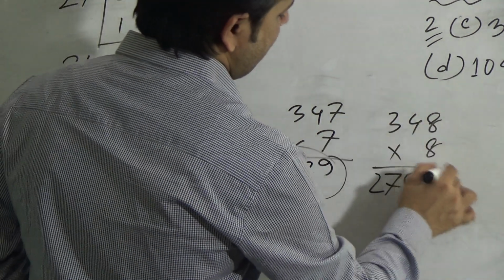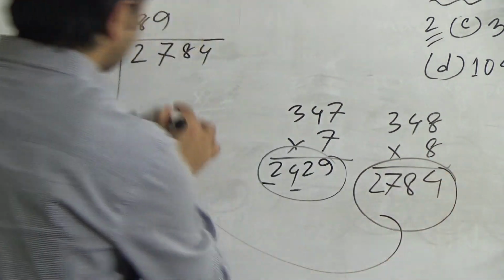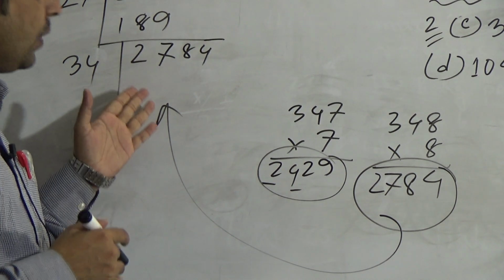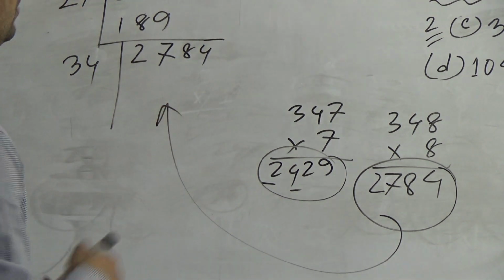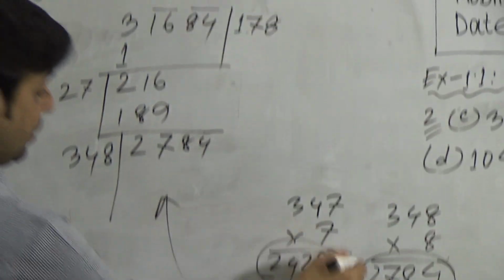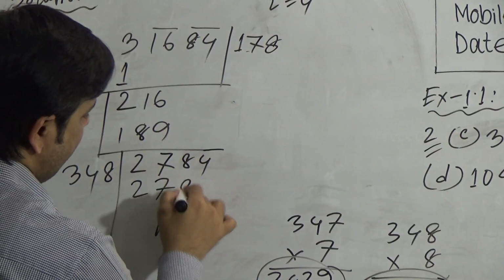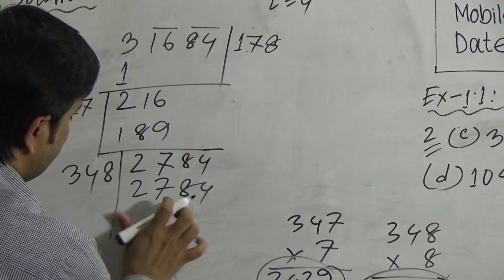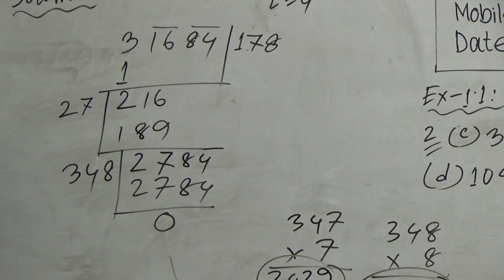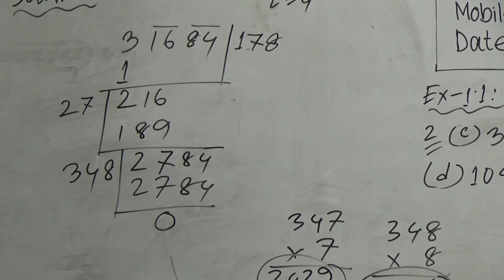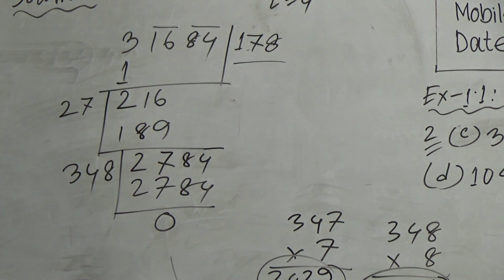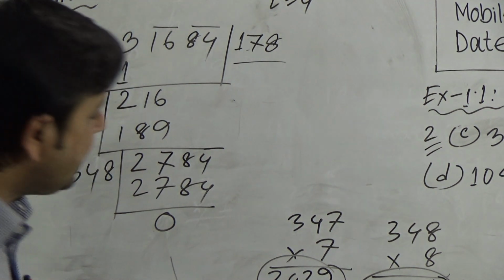So we can see this one matched. So we have to consider the digit 8 here. So write 8 here in both places. So what will be the product? 2784. This matched. So if we subtract, we will get here 0. So we can say the required square root is 178.